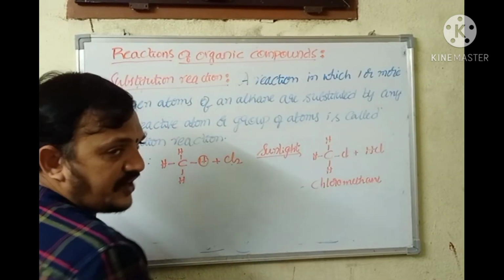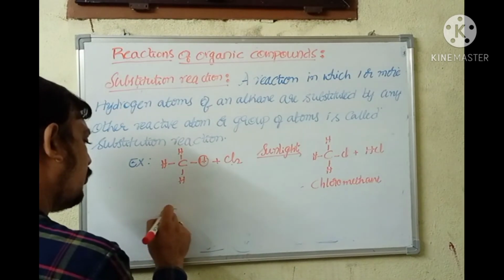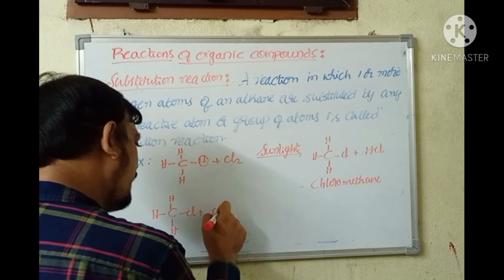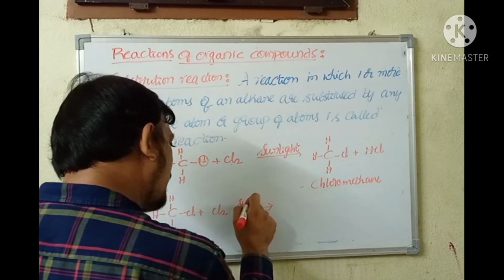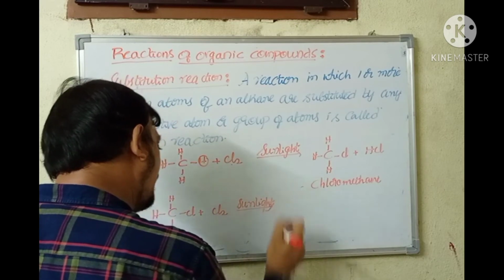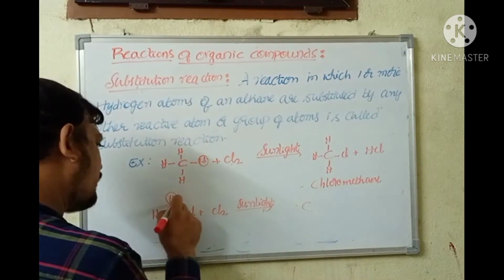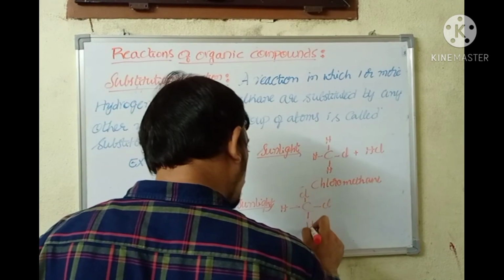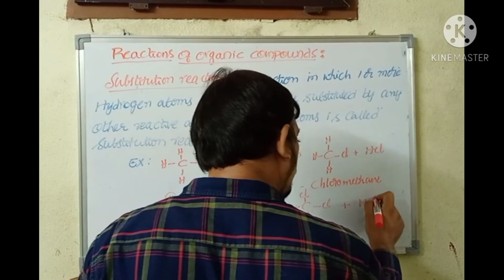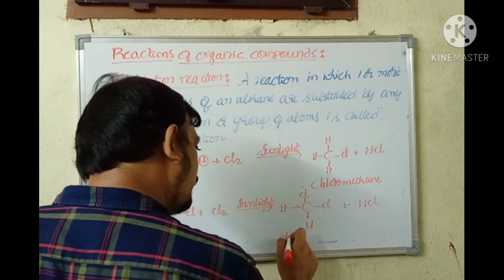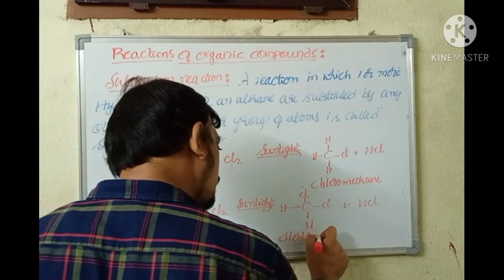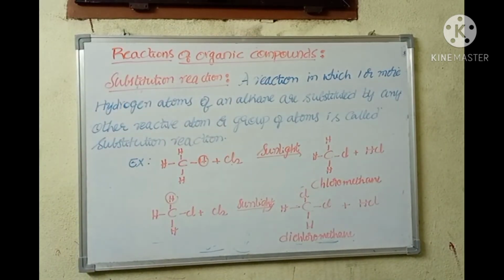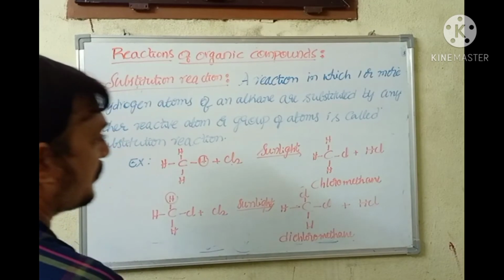This still has three hydrogen atoms that can be substituted. So CH3Cl further reacts with chlorine in presence of the same conditions, that is sunlight or any light, and another hydrogen atom is replaced, producing CH2Cl2 along with formation of HCl. This is referred to as dichloromethane.